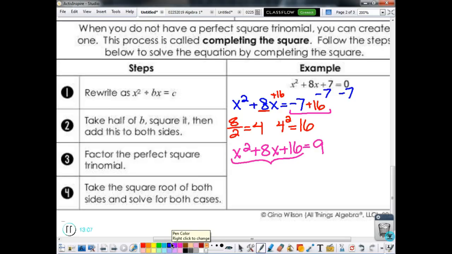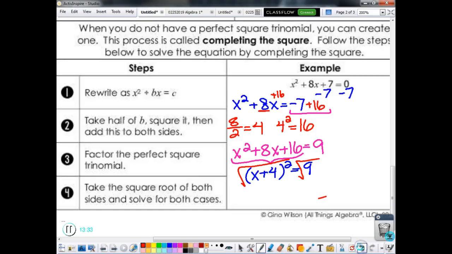X plus 4, right? This is x plus 4 squared equals 9. Because 8 divided by 2 is 4, and then 4 squared is 16. So that's how you can check if it's a perfect square. And so now, just like the ones up there, you're going to take the square root of both.